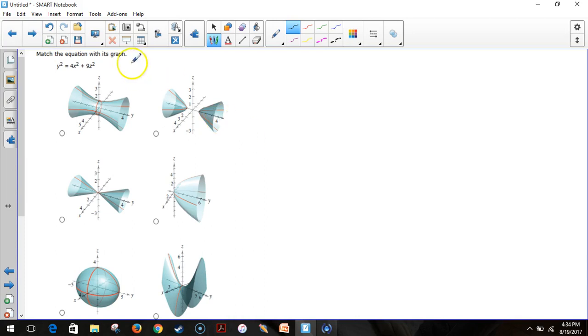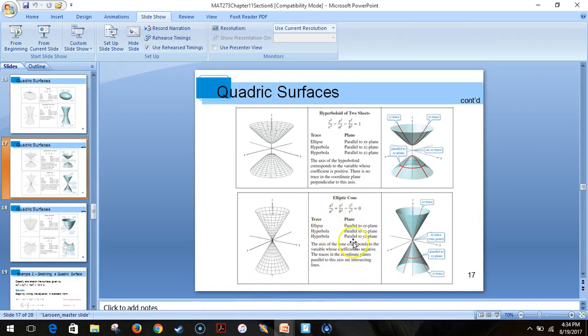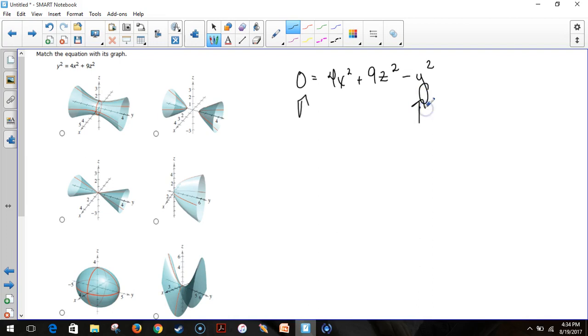Let's look at another one. It's almost already set up. I have 0 equal to a 4x squared plus a 9z squared minus the y squared, and there's only one that is set equal to a 0. If you remember, it would be this one right here, my elliptic cone, and I have the one negative, and that's what you revolve around. That's what I have here. So I'm talking about something that looks like this.